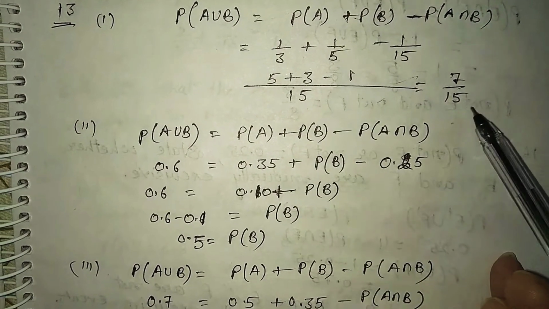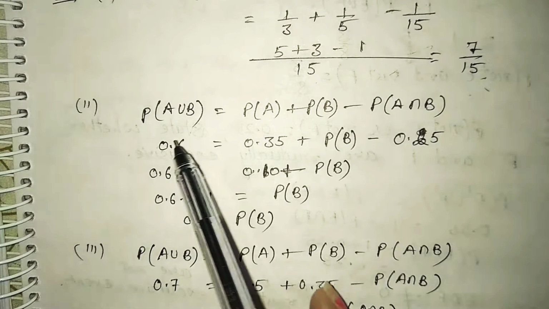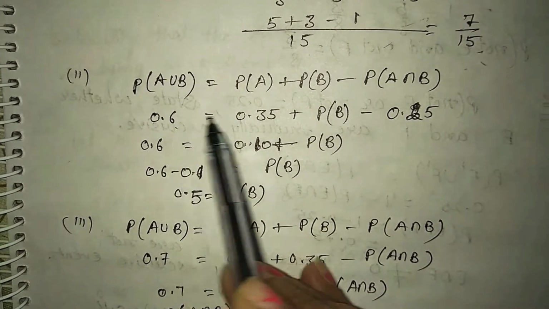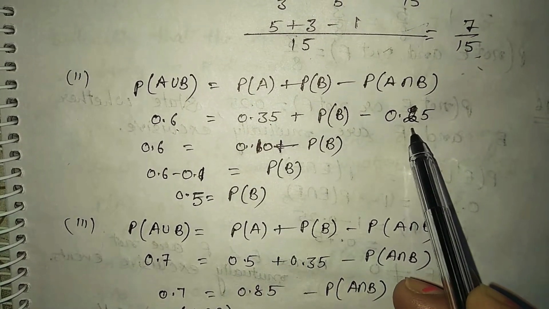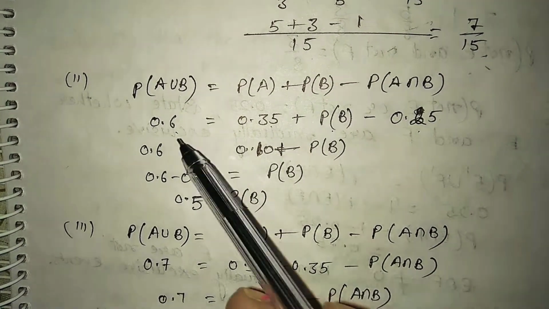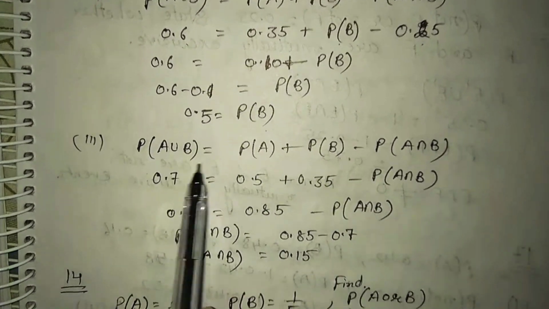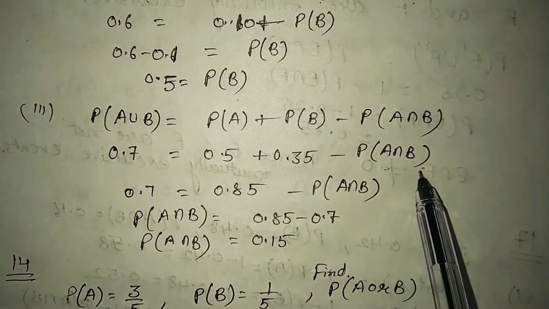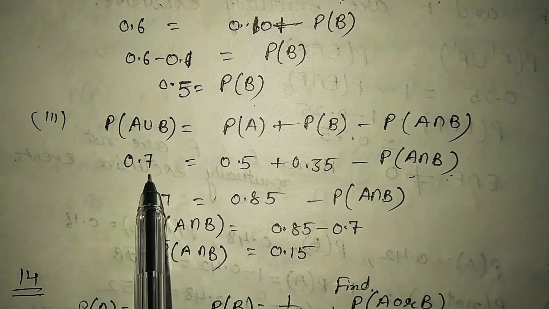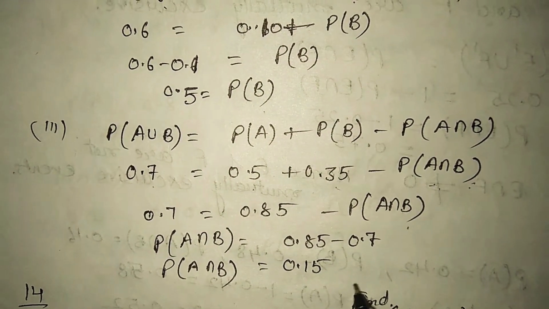Then after taking LCM, we will get 7 upon 15. So this is 7 upon 15. In the second case, PA union B is given, PA is given and PA intersection B is given. We have to find out PB. So by putting these values, we will find PB. Now the third part: we have to find out PA intersection B, with PA union B given, PA given, PB given, and we will find PA intersection B in this case.